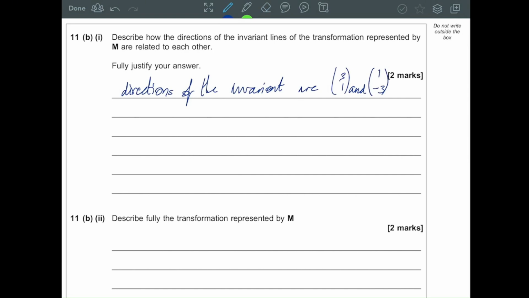The directions of the invariant lines are those, and if you haven't spotted already, they are perpendicular. 3, 1 dotted with 1, negative 3 is 3 minus 3 equals 0. Those two vectors are perpendicular. So the directions of the invariant lines are perpendicular.